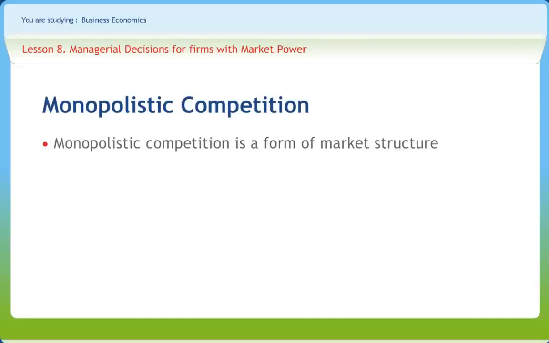Each firm is therefore the sole producer of a particular brand of product. It is a monopolist as far as that particular brand is concerned. However, since the various brands are close substitutes, a large number of monopoly producers of these brands are involved in keen competition with one another.